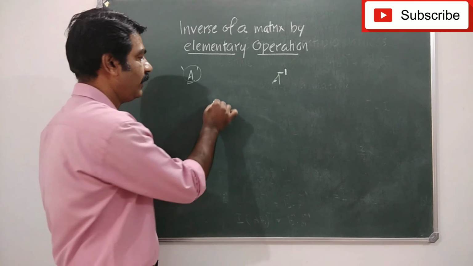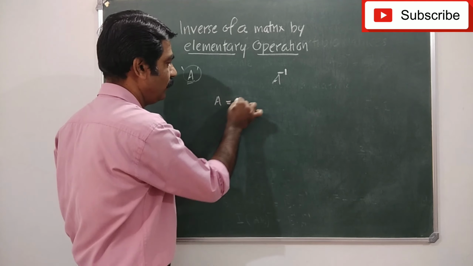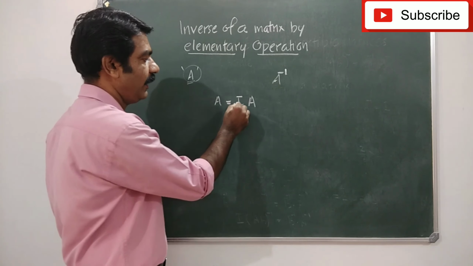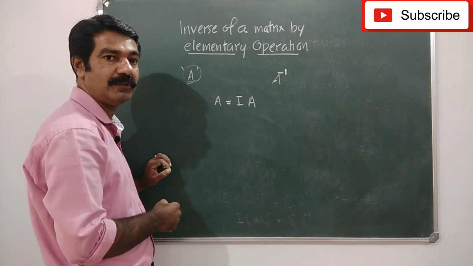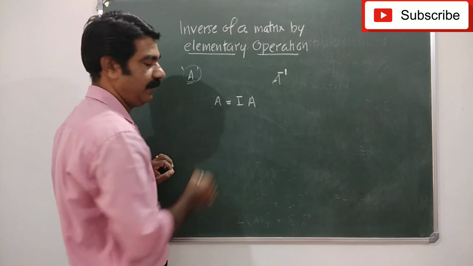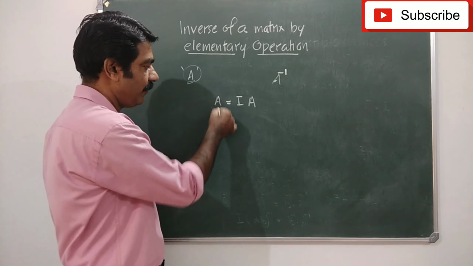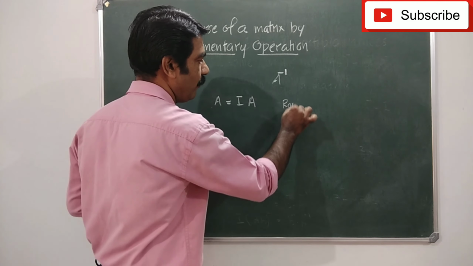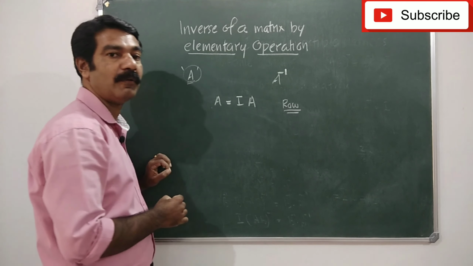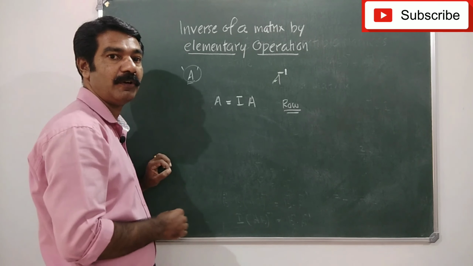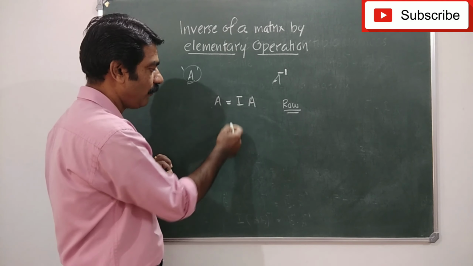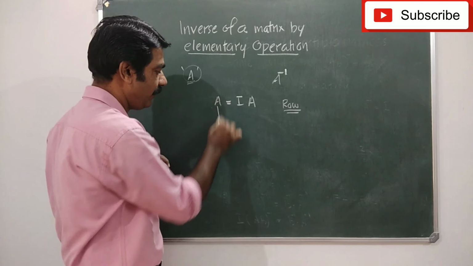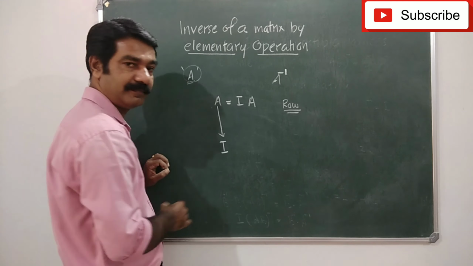Elementary operation. So you write now, first you write A is equal to IA. You know that I into A is equal to A. You write A is equal to IA. Now, on both sides, we apply some elementary operation. So remember that, apply only elementary row operations. Don't use column operation. Only elementary row operation. Apply a sequence of elementary row operations till we get this A become a new I.